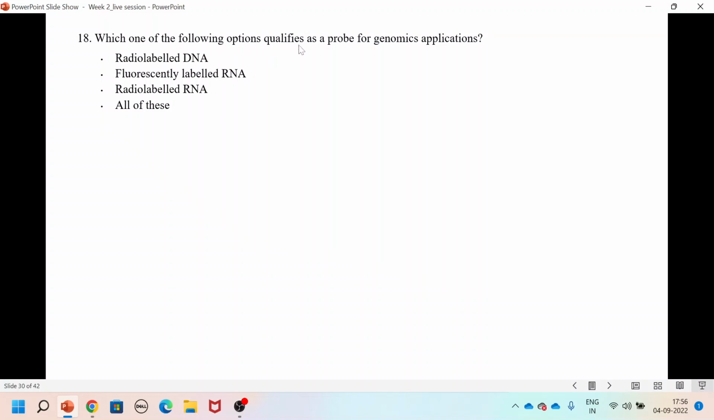Which one of the following options qualifies as a probe for the genome applications? So what kind of probes can be used?